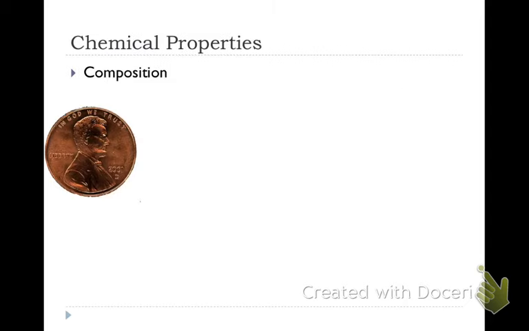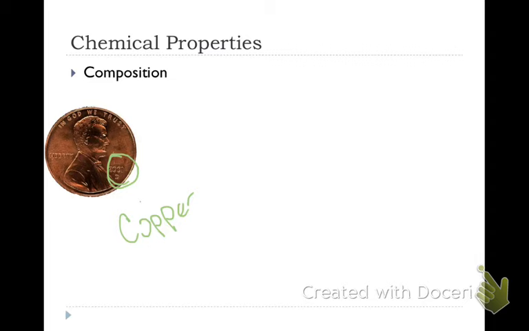So chemical properties are all based upon its composition, so what it's made of. In this case, we have a penny. Its outer material is made of copper, and that's one of our elements on the periodic table. But if you actually take a look right here, this penny is made in 2001, pretty much 1983 and beyond. We actually, let's say 1982 and before. So anything older than 1982.